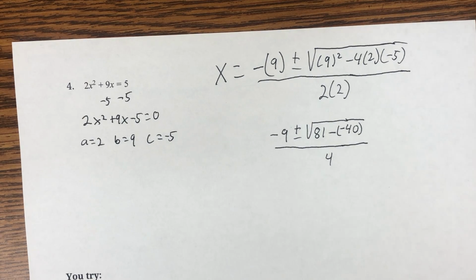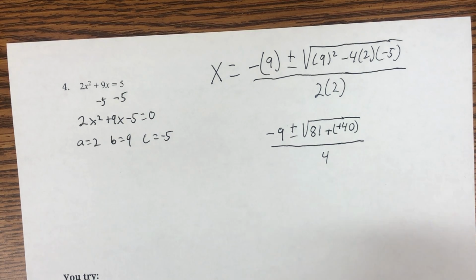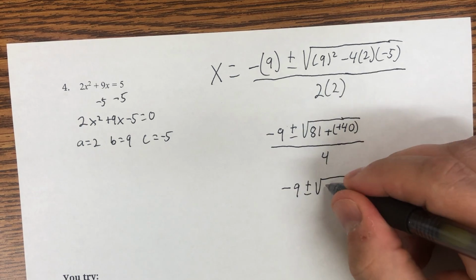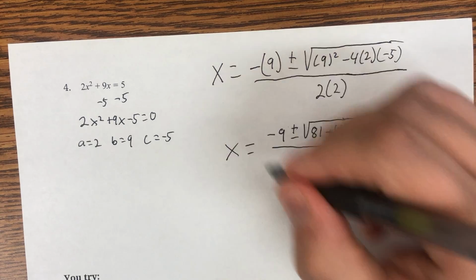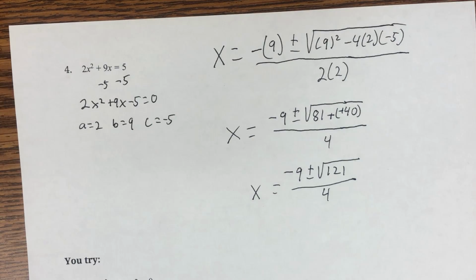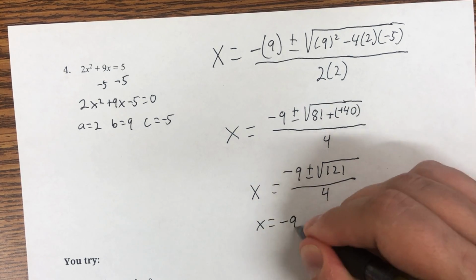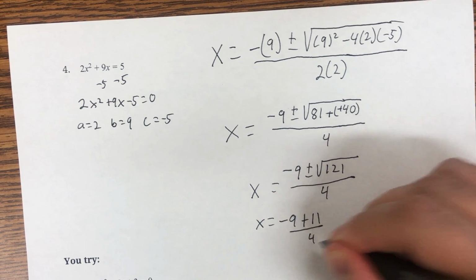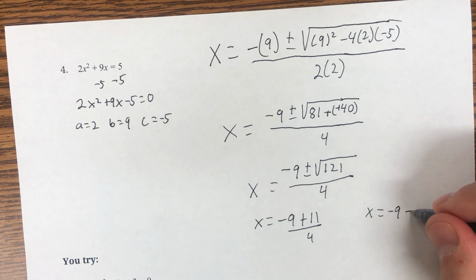All right. Minus a negative changes to a plus. 81 plus 40 is 121. So we have negative 9 plus or minus the square root of 121 divided by 4, equals x. Now from here I'm going to rewrite my two cases. X is equal to negative 9 plus the square root of 121, that's 11, over 4, and x is equal to negative 9 minus 11 divided by 4.